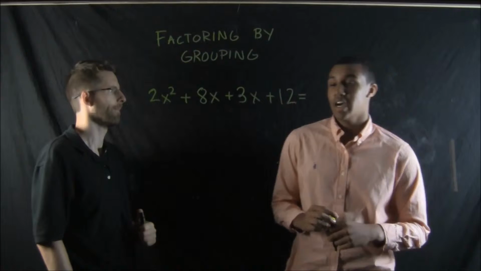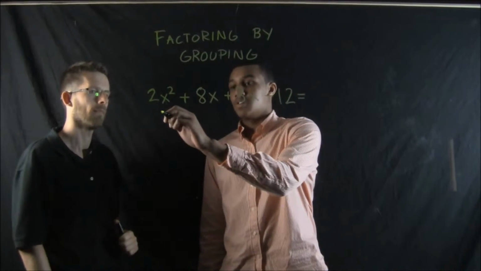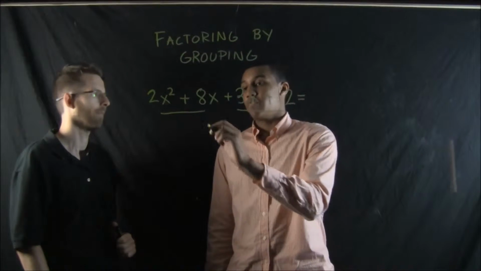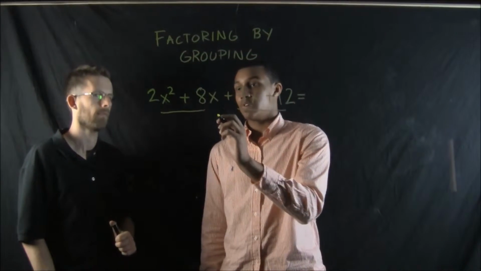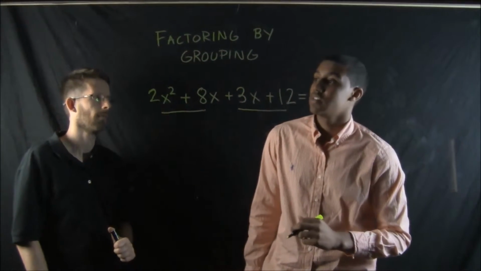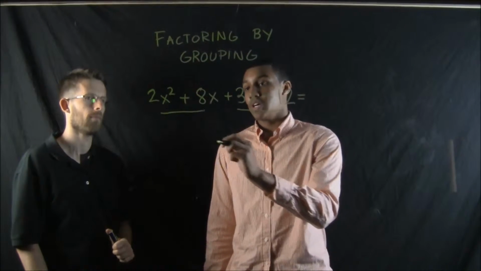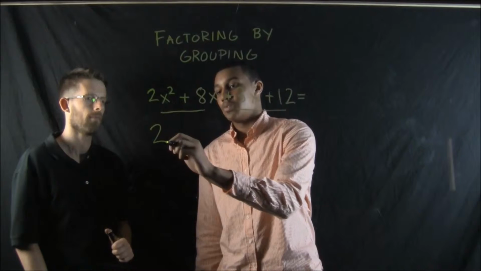Okay, so we're going to attack this problem by grouping the first two terms and the last two terms and finding the greatest common factor of each. So in the first two terms, we have 2x squared plus 8x. First we'll look at the coefficients, and we see that they both have 2 in common. So we take the 2 out.